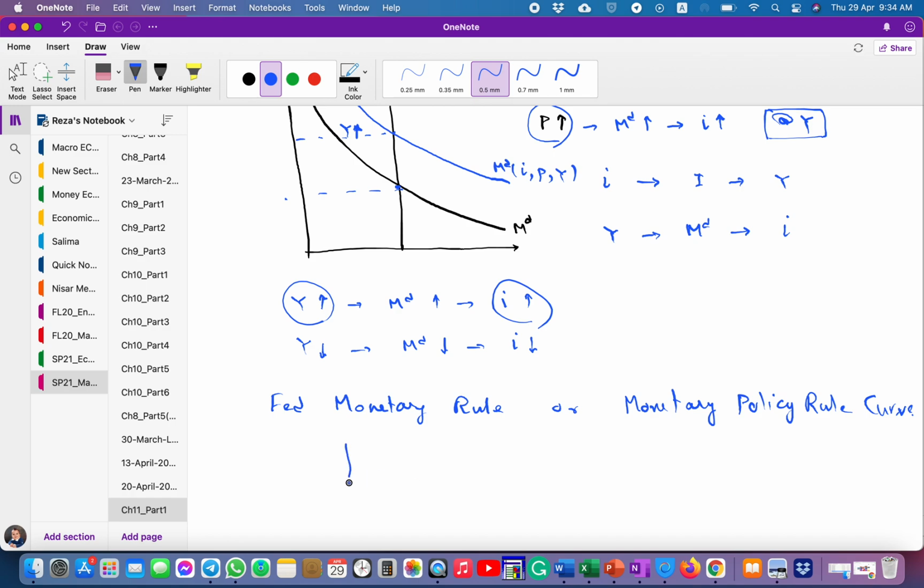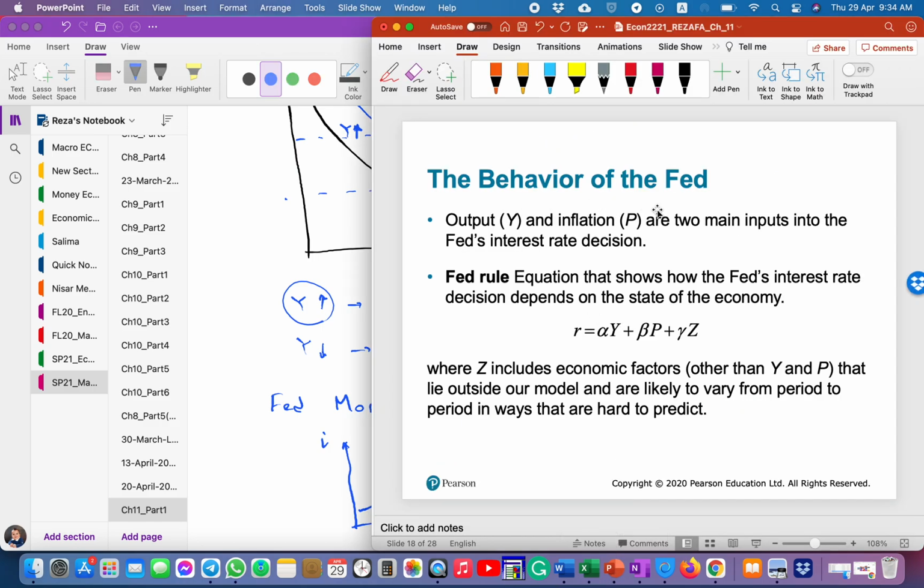And that is showing the interest rate and the output, the positive relationship between them. The positive relationship is called monetary policy rule. In older textbooks, they were calling it the liquidity money curve, the LM curve. They are basically carrying the same concept. Okay, so the textbook has been describing the behavior of the Fed.